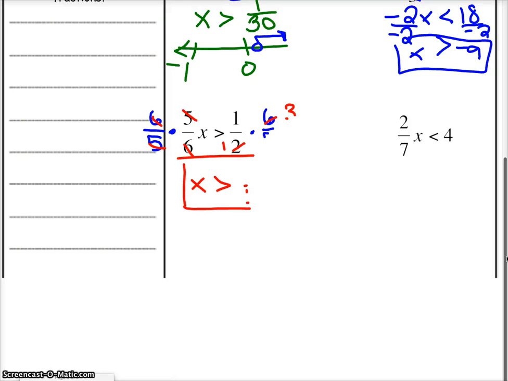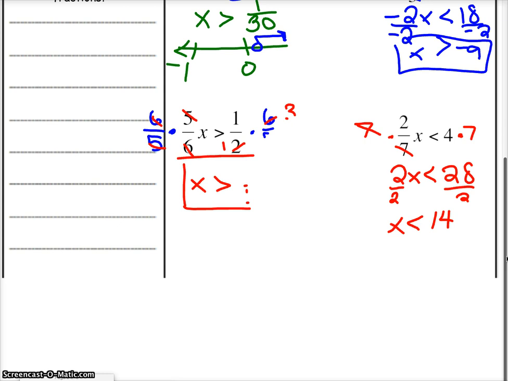Okay, so this one, would you rather do the reciprocal or times through by 7? I would rather do times through by 7. The tricky thing is, how do you know? You don't, you can always use reciprocal if you're not sure. So I'm going to times through by 7. And we get 2x is smaller than 28. Then what? Divide by 2. X is less than 14.